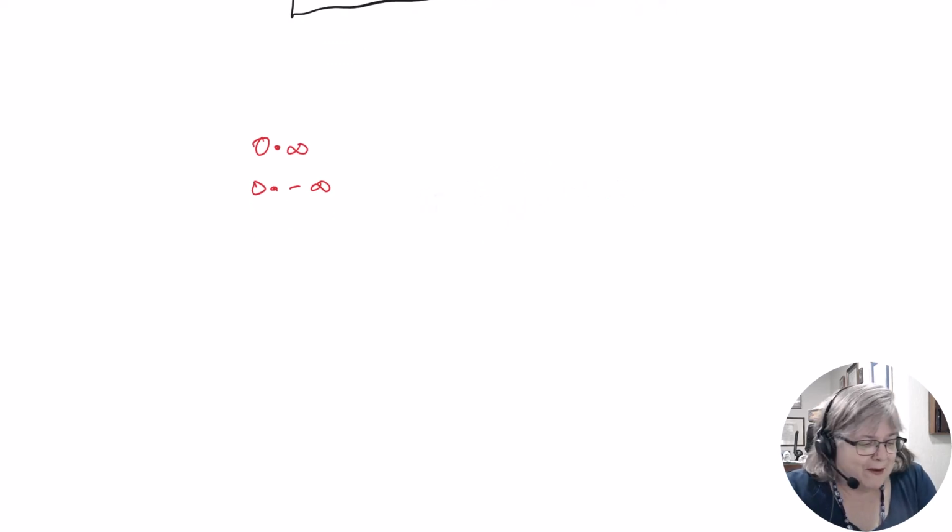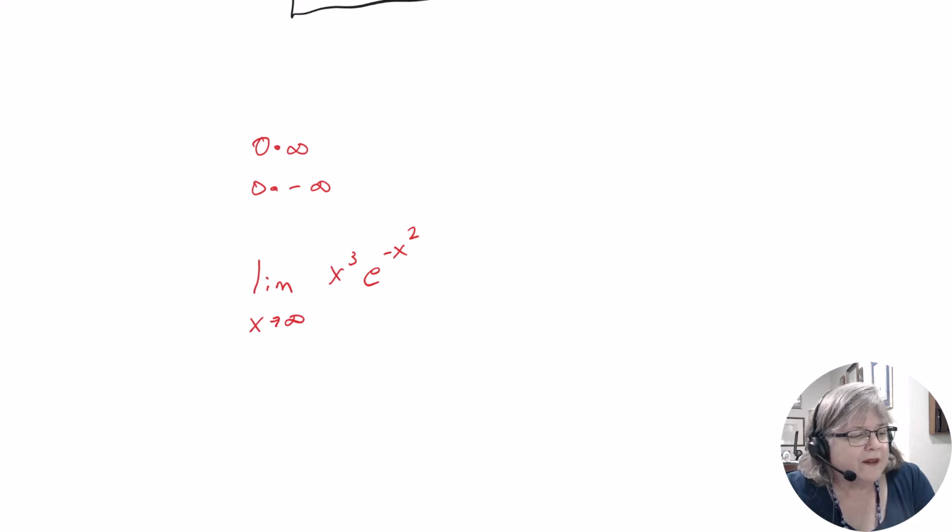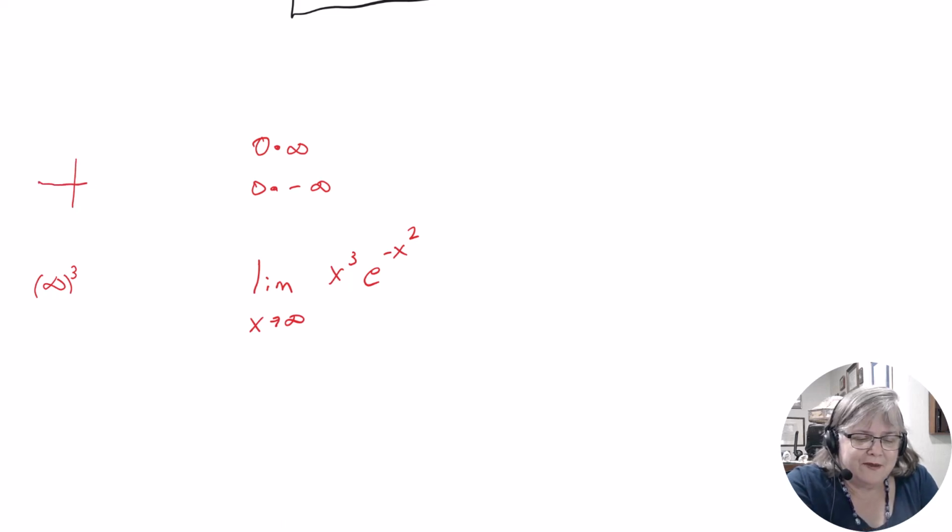All right, let's talk about what we're going to do. So let's say that we have the limit as x goes to infinity, and they don't have to go to infinity, they just have to result in that, of x cubed e to the minus x squared. Now, this x cubed, if you drive it off to infinity, it's going to be infinity cubed, right? It's huge. Now this e to the minus x squared, do you remember that the e function looks like this?